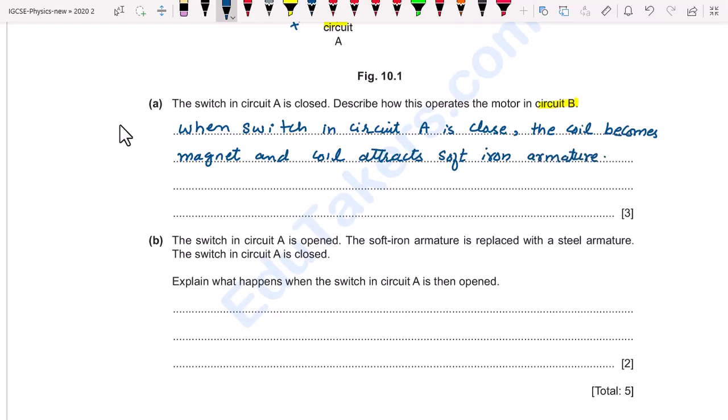The other end of the armature moves upward and the contact touches.